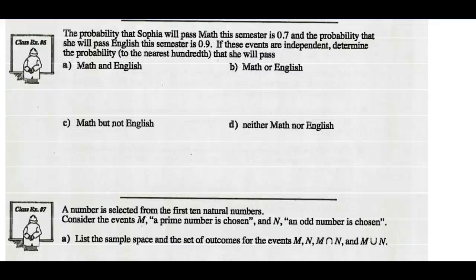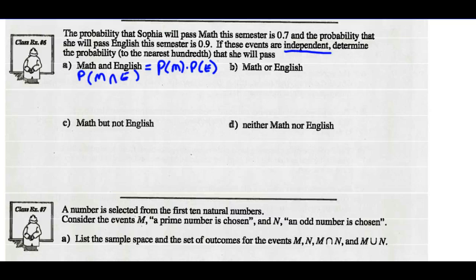Last page. All right, example 6. The probability that Sophia will pass math this semester is 0.7. The probability that she will pass English this semester is 0.9. If these events are independent, determine the probability to the nearest hundredth that she will pass math and English. The events are independent. If they're independent, math and English, the probability of that should be the probability of math times the probability of English. That's the definition of independent events.